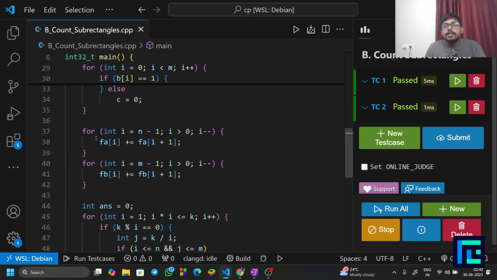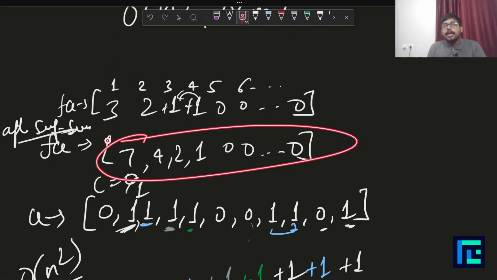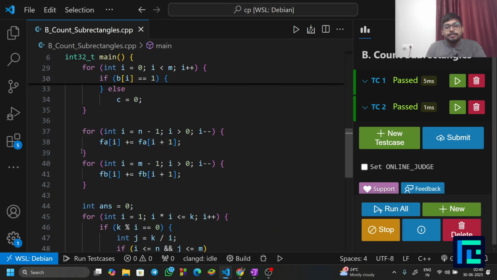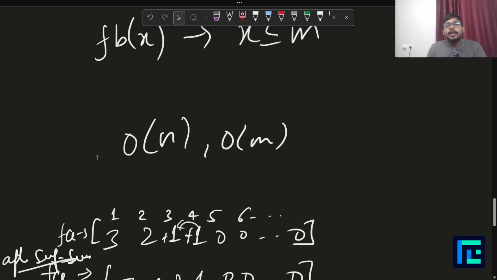Now, in this initial FA and FB, what you need to do is the suffix sum, so that you get the actual values of FA and FB. So we do the suffix sum: FA of I is FA of I plus 1 plus FA of I, so plus equal to FA of I plus 1, and similarly for FB. Once we have done the suffix sum, we have finally computed our FA and FB.